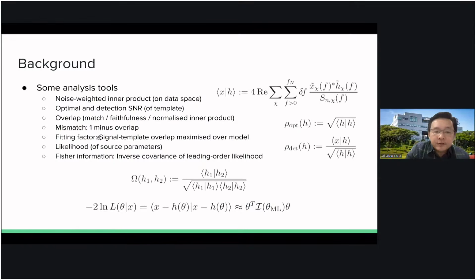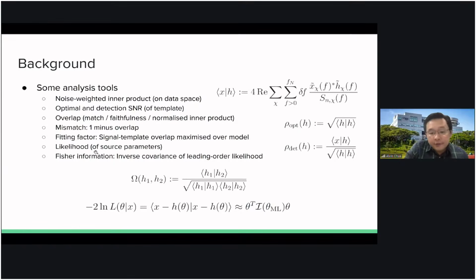And what's the fitting factor? If I give you some reference signal, the fitting factor is the maximal overlap between the signal and all templates that are described by some model. Its maximal value is 1, and this is if and only if the signal is actually proportional to some template in the model.